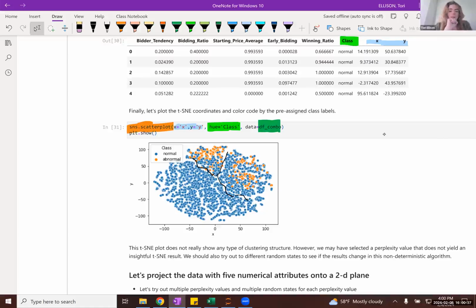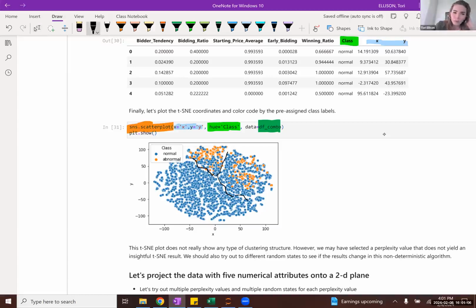We discussed that the most effective range of perplexity values for gaining the most useful insights is between 5 and 50. Therefore, it's always a good idea when creating t-SNE plots to try out multiple perplexity values across that full range. In addition, we also want to try out multiple random states for each of those perplexity values. And you'll see why in a second.